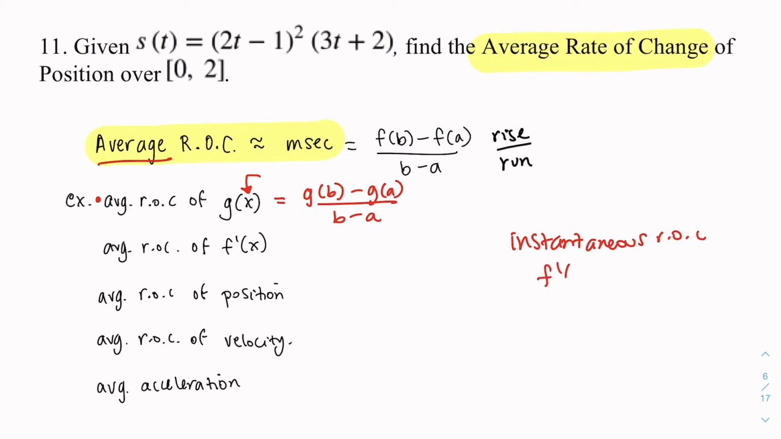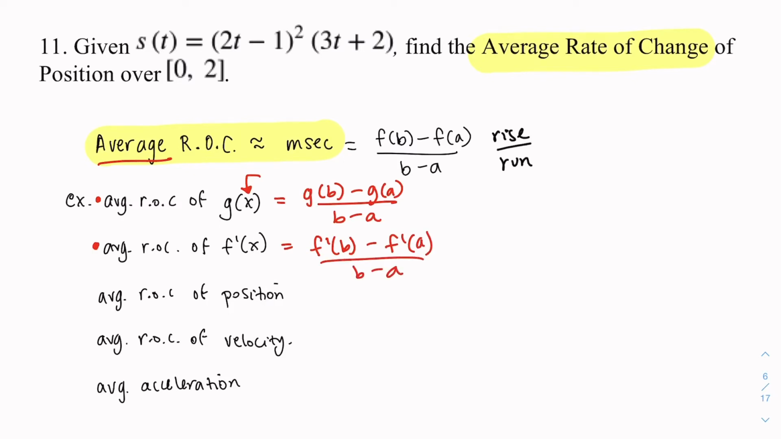So that's when I know I need to find f prime, or in this case, it would have been g prime. If it said, on the other hand, something a little more complex, find the average rate of change of f prime of x, then I would just do f prime of b minus f prime of a over b minus a. Again, you're just plugging in to here. You're not taking the derivative.